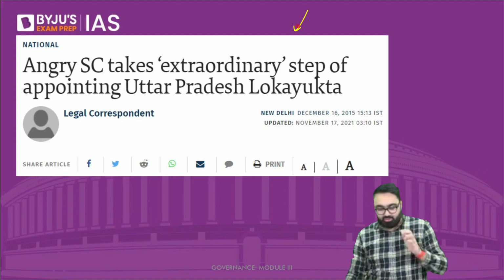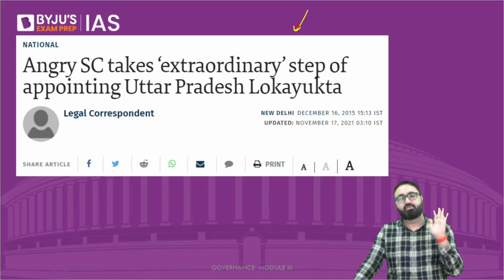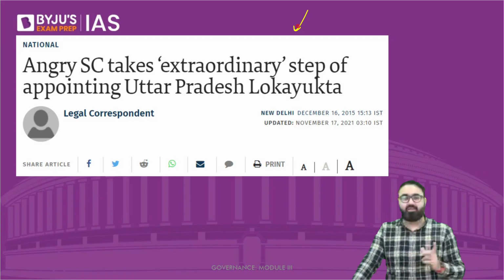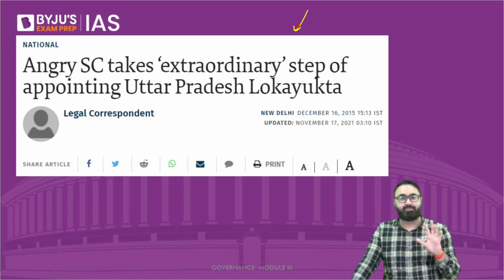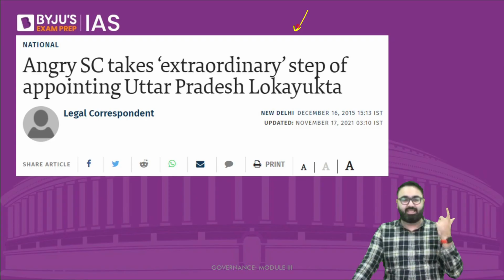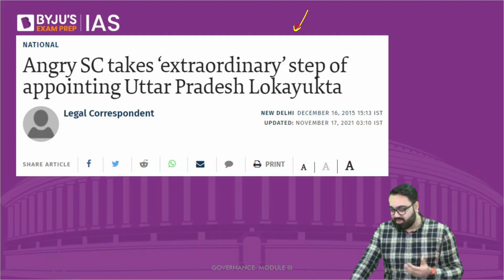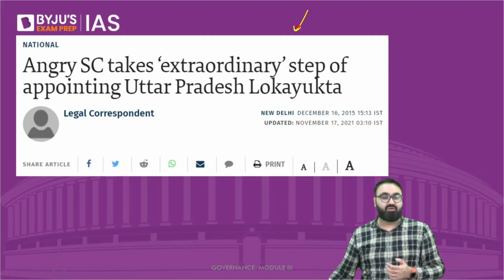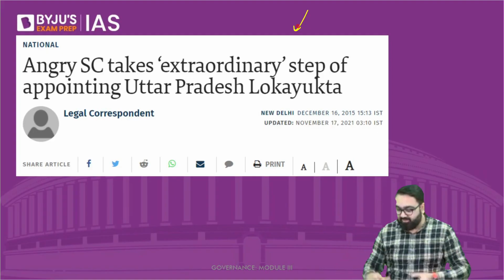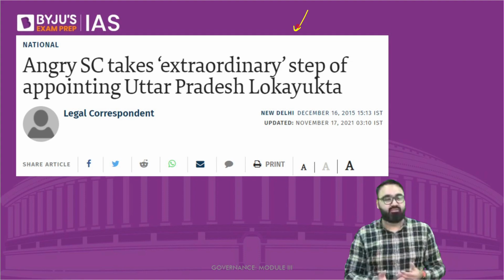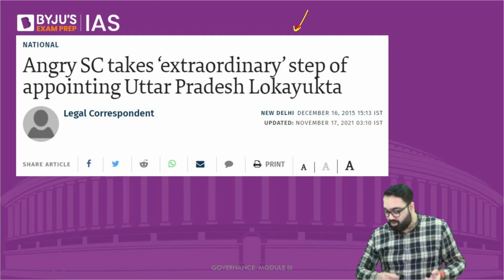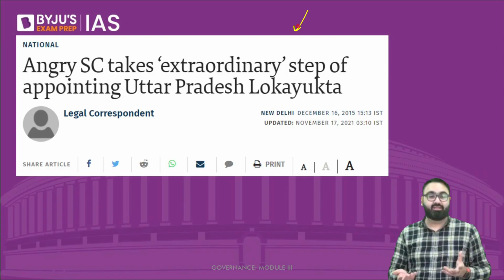So the Lokayukt of Uttar Pradesh completed 5 years. The law says they cannot be reappointed, but the government did not change him. They just kept on continuing with the same person. Why? Because the government of Uttar Pradesh thought that he is working in our favor. Why to remove him? Matter went to Supreme Court that they are not changing, his tenure is over. Supreme Court gave them a warning, that still did not do anything.